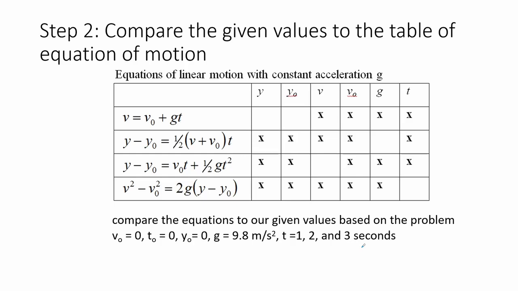Let's recall the table of equations of motion for motion along the vertical. We then compare it to the given values we have extracted directly and indirectly from the problem. Recall that we are asked to find the position and velocity at times t equals 1, 2, and 3 seconds. For the position problem we see that the equation fits with what we want since it contains variables that we know in order to solve for the unknown.